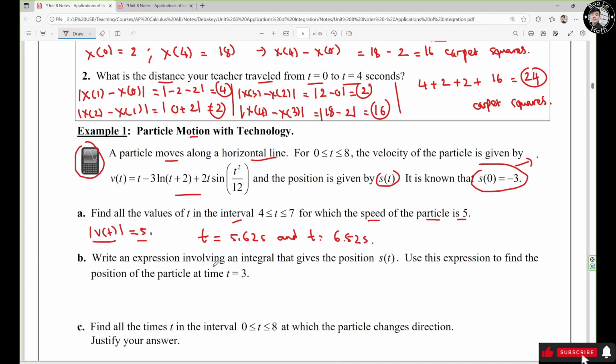Now, question B. Write an expression involving an integral that gives the position s of t. Use this expression to find the position of the particle at time t equals 3. Right. Now you know that the starting position is s of 0 equals negative 3. Right? So you have s of t equals the starting position is going to be negative 3, right?